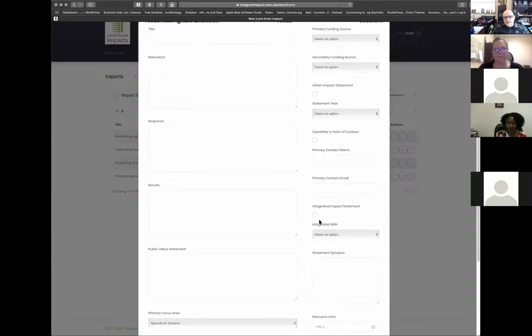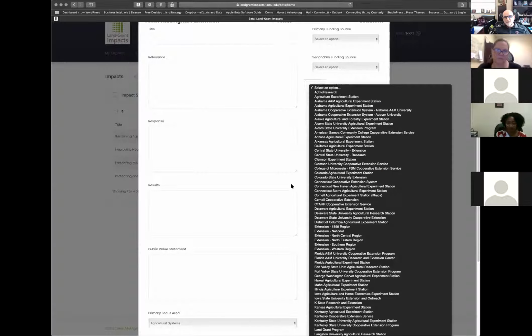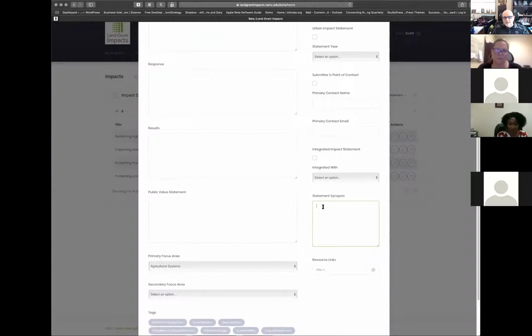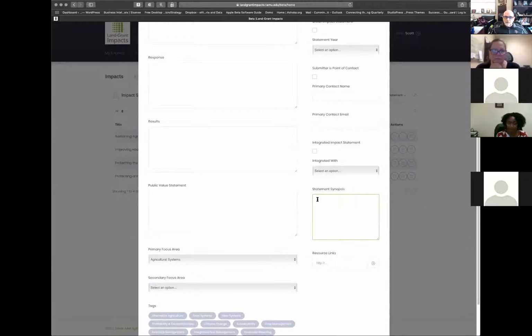If you're doing an integrated impact with research or another institution, you can select that and actually pull from the entire list of all the institutions. And then Faith mentioned this is a place where, if you want to, you can write a short synopsis that could be used for a Twitter feed. We're working on an RSS feed that will come out of this, and it will use this statement synopsis here. I don't know if we have a 140 character limit or if we've upped that like Twitter did, but I'll check on that.